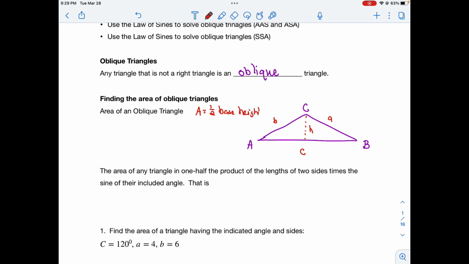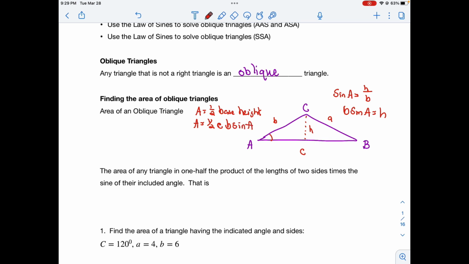Now we know the formula for area of a triangle is 1/2 base times height. So in this example, that would be 1/2, and our base would be C, and our height, well, we don't know height, but we can use our right triangle trig because notice I've formed a right triangle with this dashed line. And if I look at angle A here, the sine of angle A is equal to H over B because, again, sine is equal to opposite over hypotenuse. Solving this equation for H, we get H is equal to B sine of A.